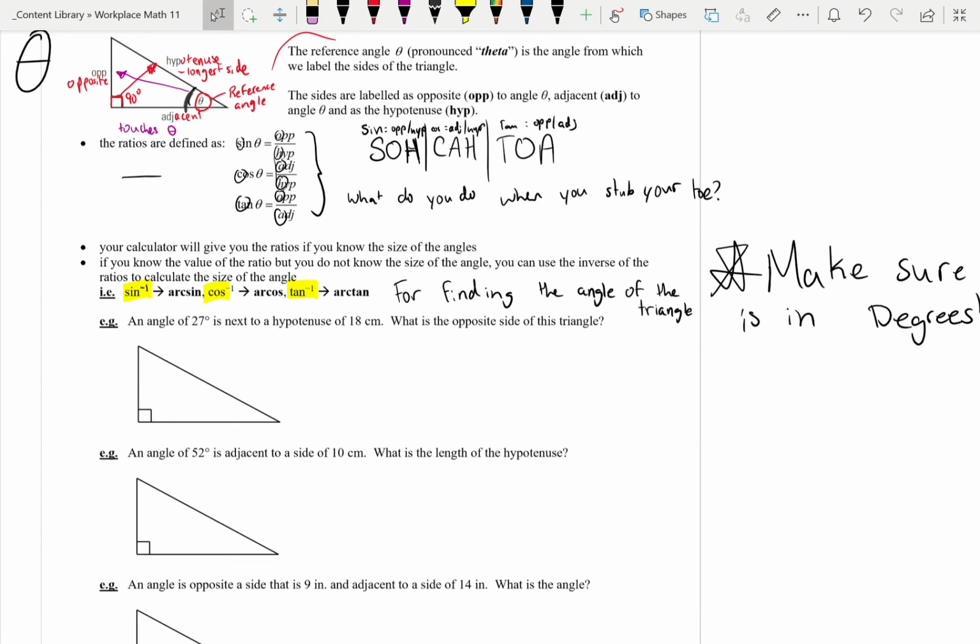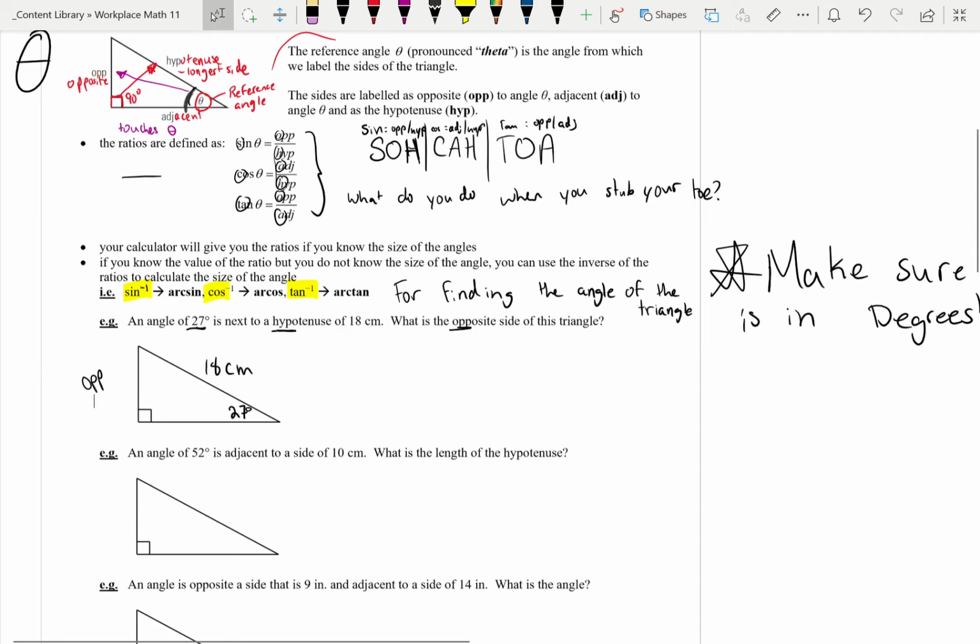All right, looking at an example: an angle of 27 degrees is next to a hypotenuse of 18 centimeters. What is the opposite side of this triangle? To start, I'm going to fill in angles, and it doesn't really matter which one I pick as 27, so I'm going to pick this one. It says next to a hypotenuse of 18 centimeters. Well, which one's the hypotenuse? It's this one over here, so I can put 18 centimeters. And then it says, what is the opposite side? So I'm going to go across from my angle and do opposite.